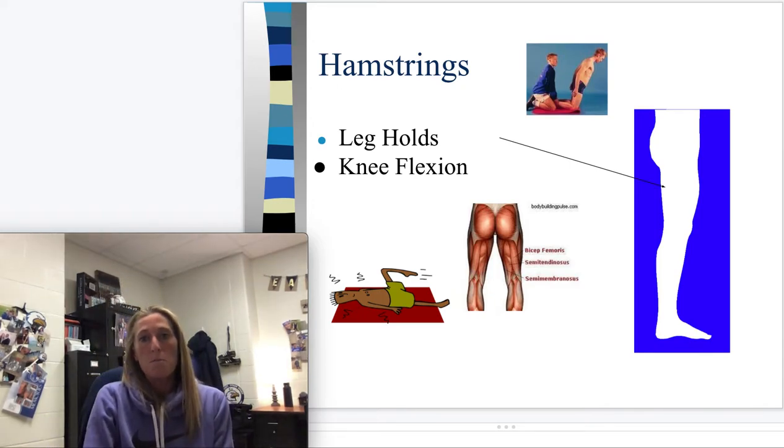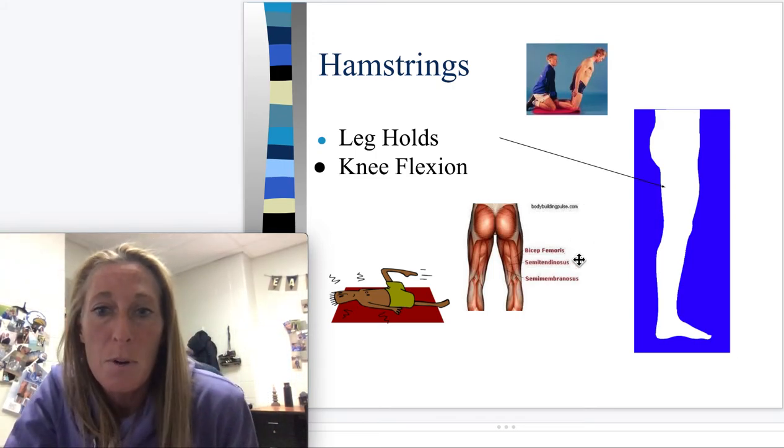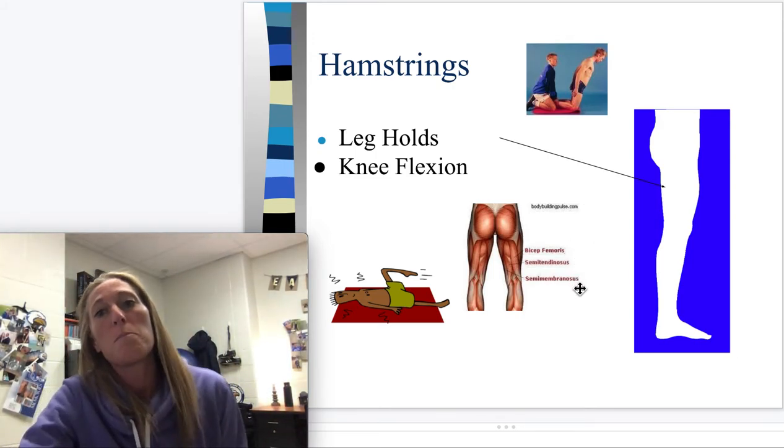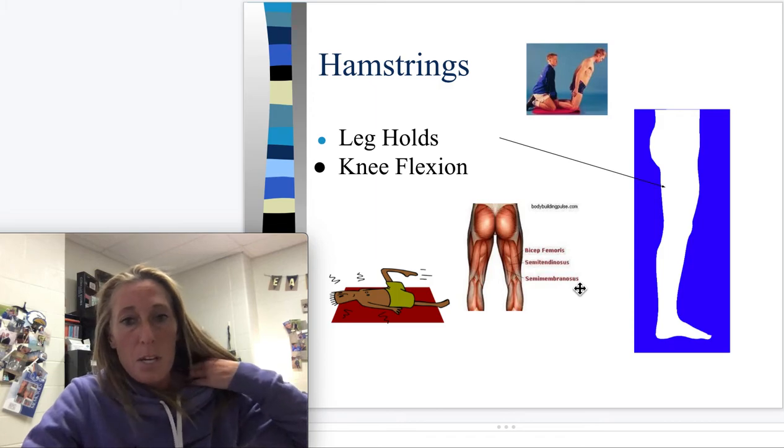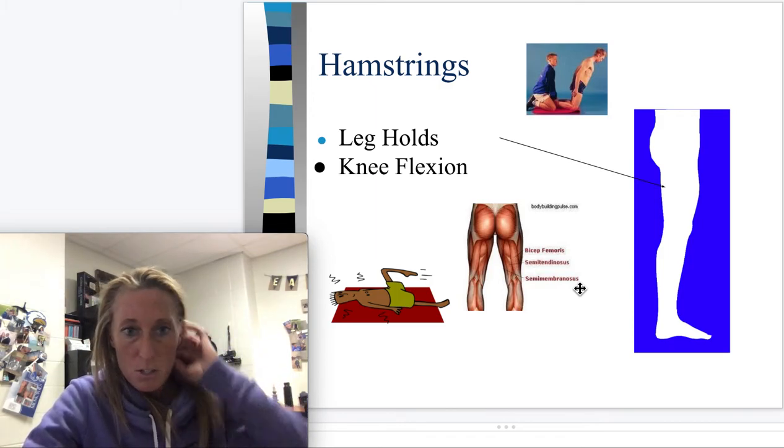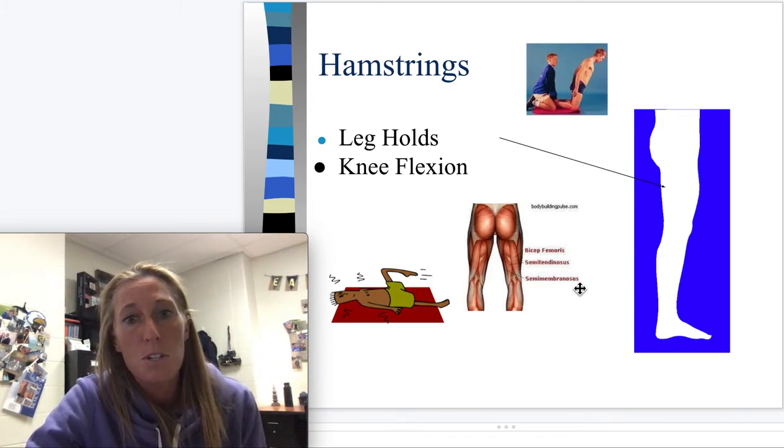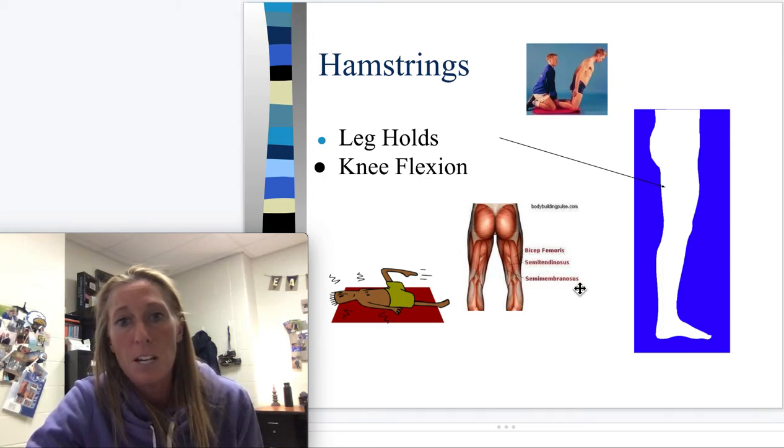Hamstrings. Hamstrings are a group of muscles, and you can see here the biceps femoris, the semitendinosus, and the semimembranosus are the 3 muscles that make up the hamstrings. For this class, you only need to learn that it is the hamstrings. Hamstrings do knee flexion.